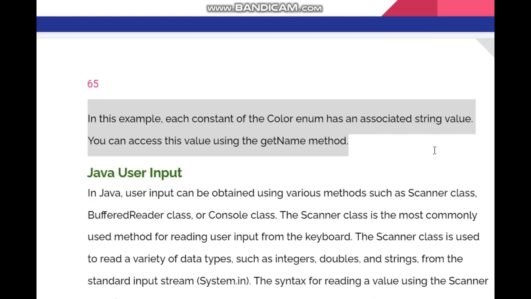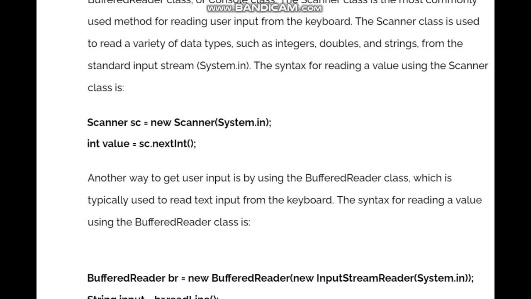Java user input can be obtained using various methods such as Scanner class, BufferedReader class, or Console class. The Scanner class is the most commonly used method for reading user input from the keyboard. The Scanner class is used to read a variety of data types, such as integers, doubles, and strings, from the standard input stream, System.in. The syntax for reading a value using the Scanner class is Scanner sc equals new Scanner, System.in. int value equals sc.nextInt.